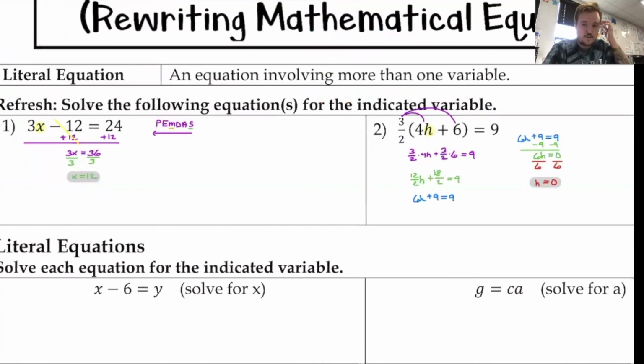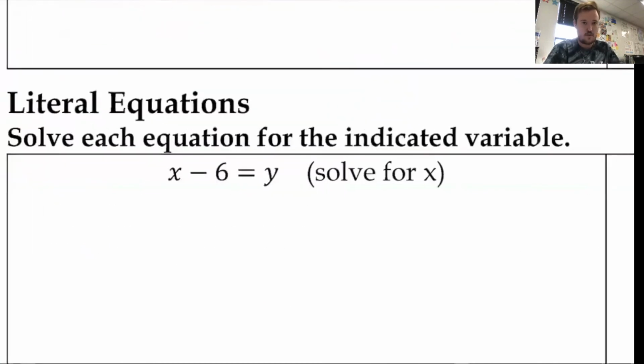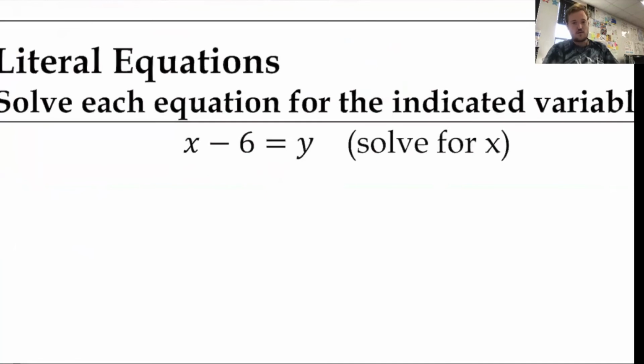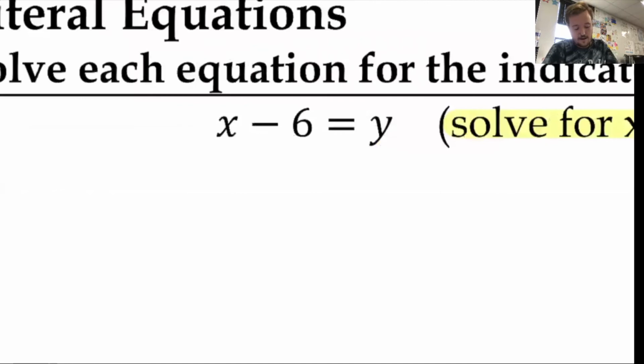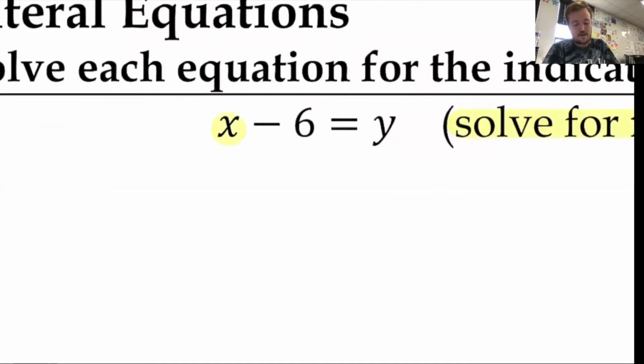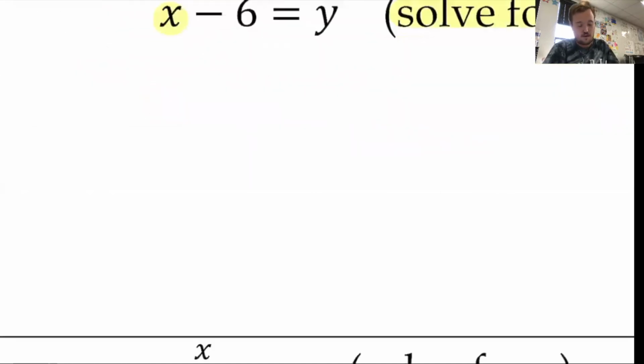So we're going to be doing essentially the same thing. However, instead of one variable, now our equations are going to have 2 variables or more. So now we're looking at literal equations. Each one of these equations is going to tell you what we call an indicated variable. An indicated variable is what they tell you to solve for. In this case, x is my indicated variable. I want to get x by itself. So what I want at the very end, I need an x equals equation and just whatever's on the other side.